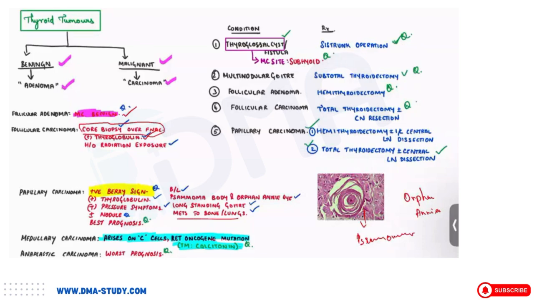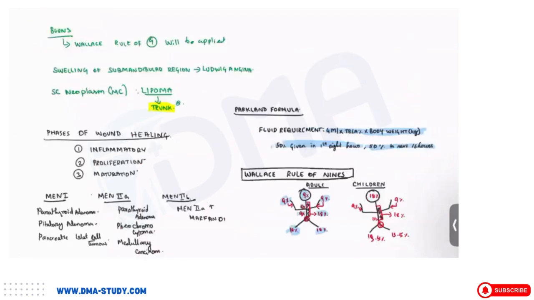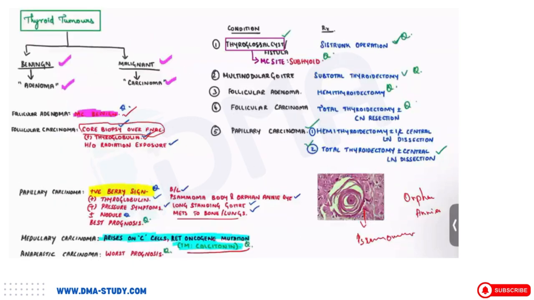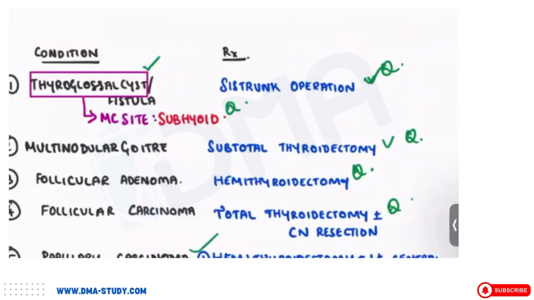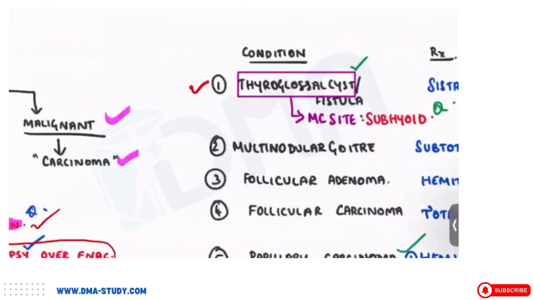And medullary carcinoma arises from the C cells, so you may see the RET oncogene mutation. Okay, RET oncogene mutation, medullary. Psammoma bodies, orphan Annie eyes, papillary. Positive thyroglobulin with the core biopsy, history of radiation, follicular carcinoma. Clear?